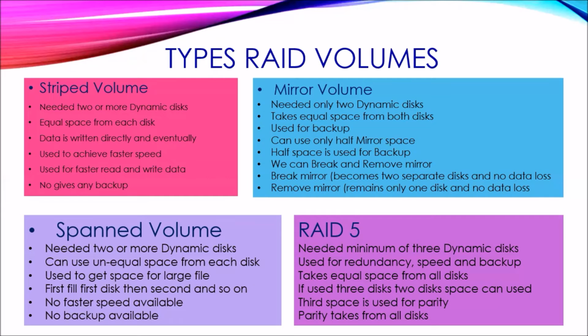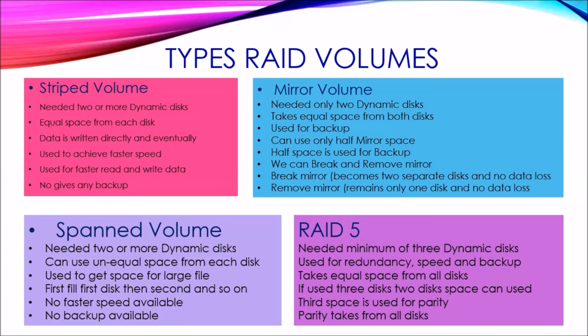Spanned volume. It needs two or more dynamic disks, and we can use unequal space from each disk. Let's suppose we have taken 5 GB from drive 1, 10 GB from drive 2, and 20 GB from drive 3. In this way, we can create a volume of total 35 GB. This type of volume is used to get space for large files. No faster speed is available in this type of volume, and no backup is available in a spanned volume either.